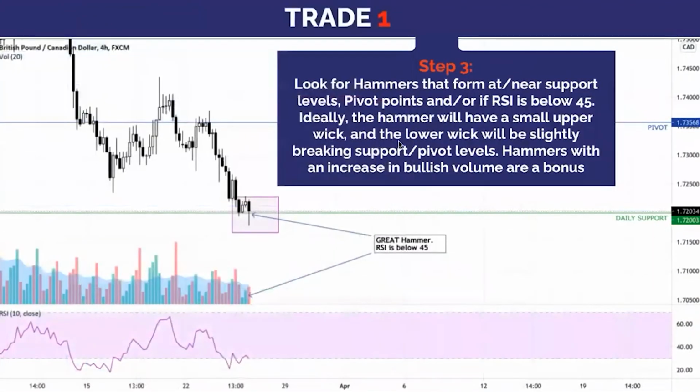So step 3, we're going to look for hammers that form near or at support levels, or if there's any pivot points that the hammer is forming in as well, that's also good. And we need RSI to be below 45. So don't forget, in terms of hammers, as we're moving forward, we're looking for the hammer that has a small upper wick. Ideally, if the lower wick is below support or just breaking support and goes beyond it, then good news for us also. And then if there's an increased volume, that's an added bonus.